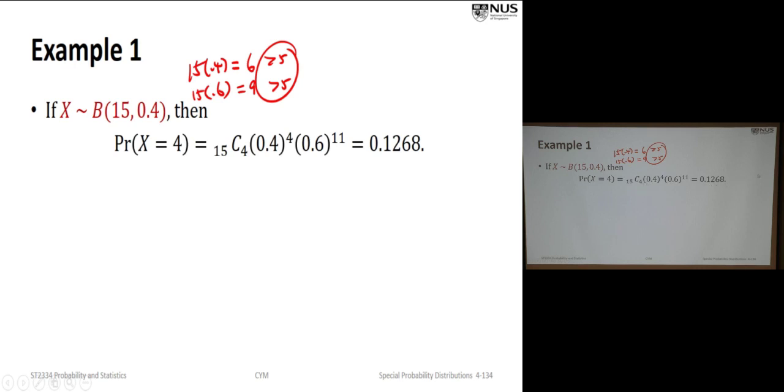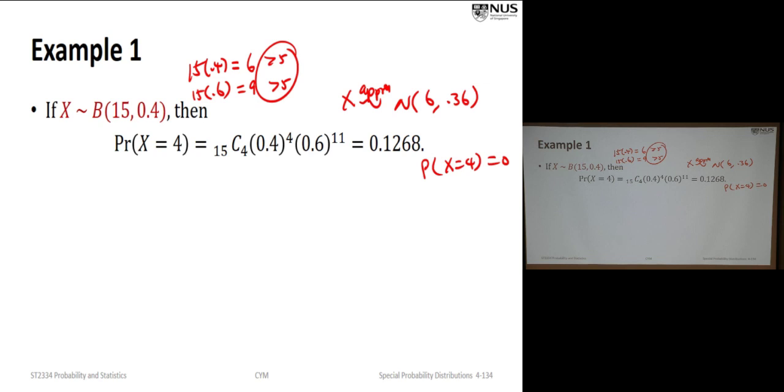Then, if X is approximated by a normal with mean 6 and variance npq, so it's 3.6. Then what is the probability of X equal to 4? Is it 0? For a continuous distribution, the probability of X taking a certain value is 0, right? If you are not confused, either you understand it or you really don't know what's happening.